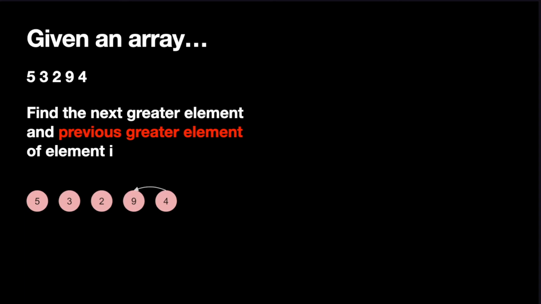But what about finding the previous greater element? So the previous greater element of 4 is 9. The previous greater element of 9 does not exist. The previous greater element of 2 is 3. The previous greater element of 3 is 5.